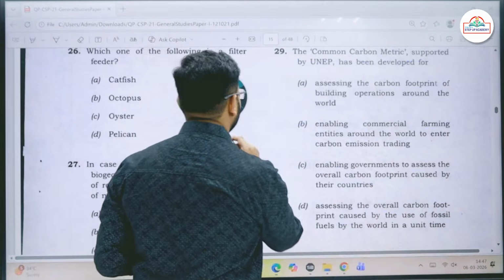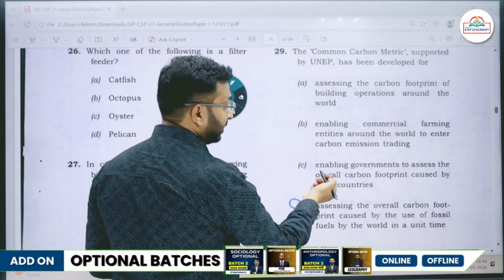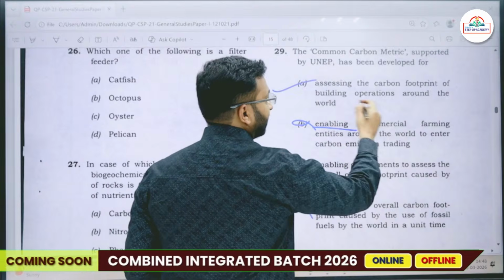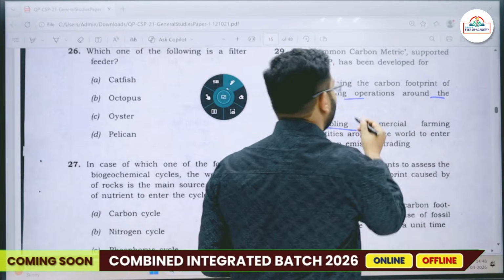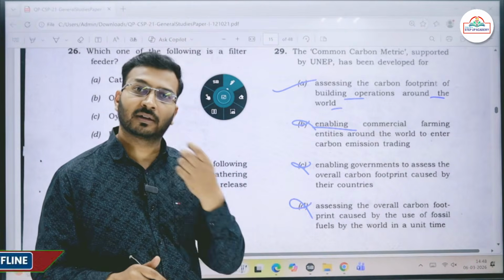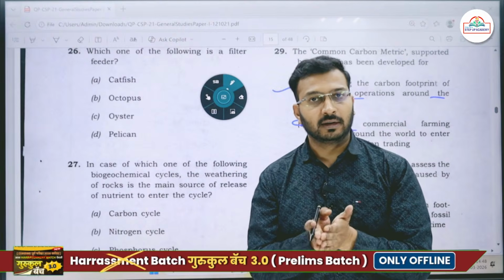क्या क्या मजाक कर रहे हैं? ठीक है भाई, पूरी दुनिया को कहां से करेंगे? ठीक है, असेसिंग था, यहाँ पे भी वर्ड प्ले आई एम डूइंग. एनेबलिंग नहीं, वर्ड प्ले. असेसिंग द कार्बन फुटप्रिंट ऑफ बिल्डिंग ऑपरेशंस अराउंड द वर्ल्ड. सो बिल्डिंग ऑपरेशंस, इंडिविजुअल बिल्डिंग ऑपरेशंस का आप कार्बन मेट्रिक कर सकते हैं, बट अगर आप एंटायर वर्ल्ड की बात करें तो इट विल बिकम वेरी वेरी डिफिकल्ट.